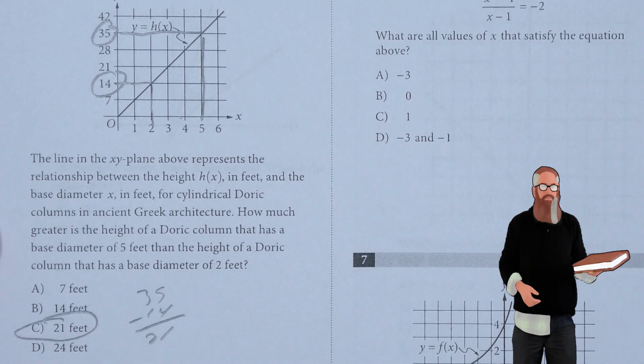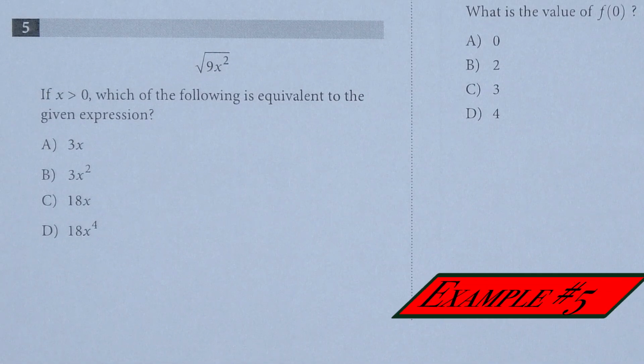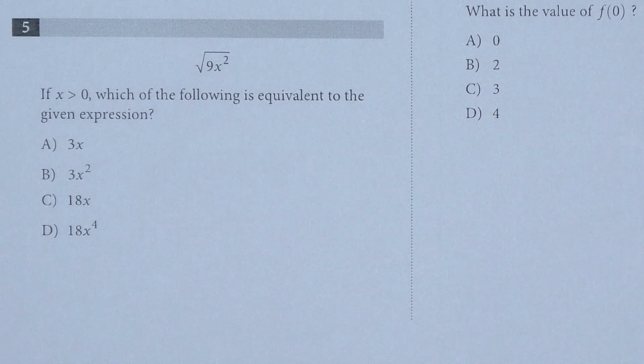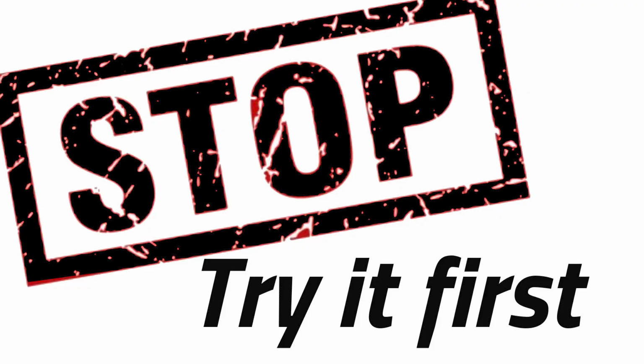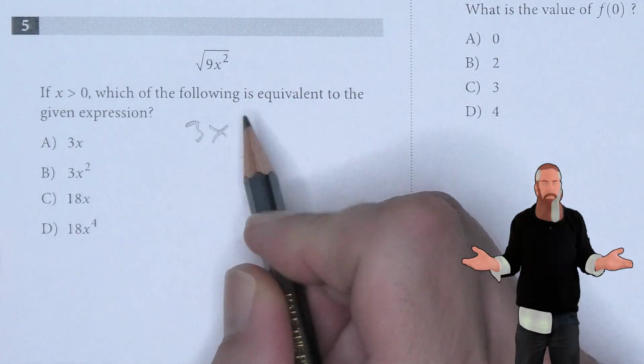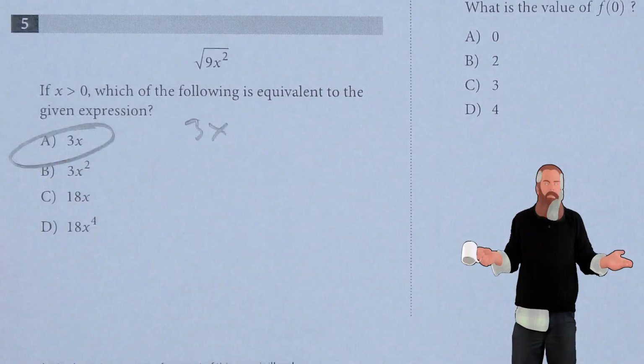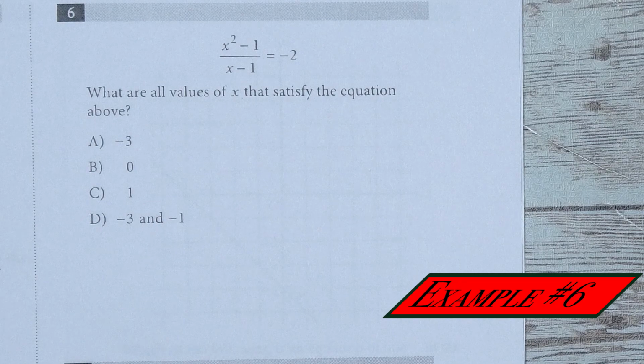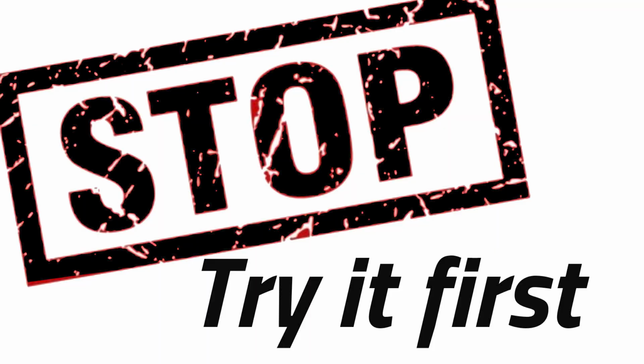C is the answer. If x is greater than 0, which of the following is equivalent to the given expression? Well, the square root of 9 is 3, and the square root of x squared is x, which means that A is the answer.